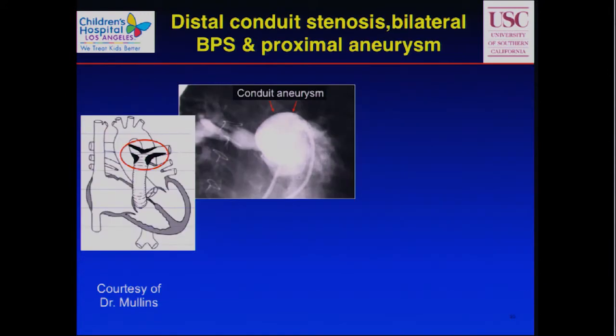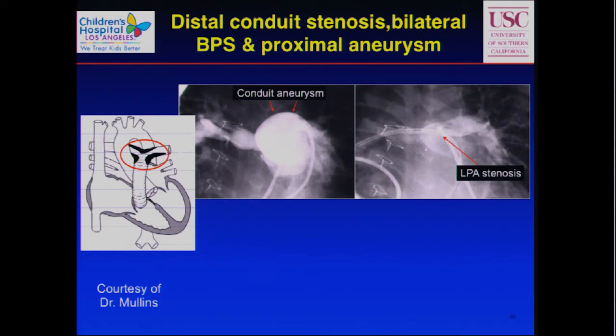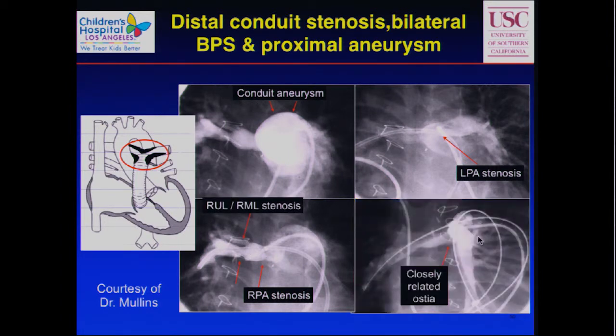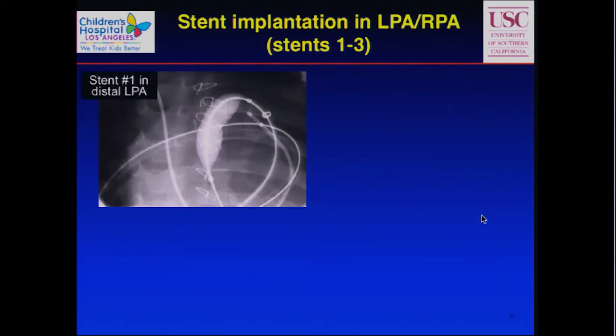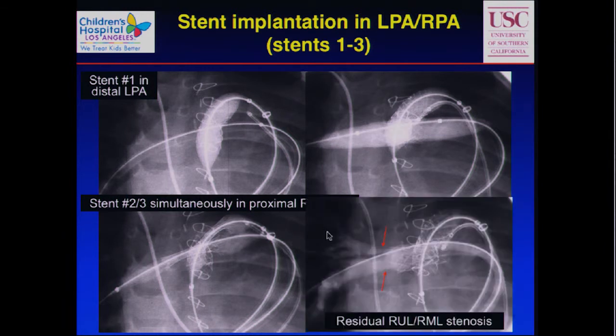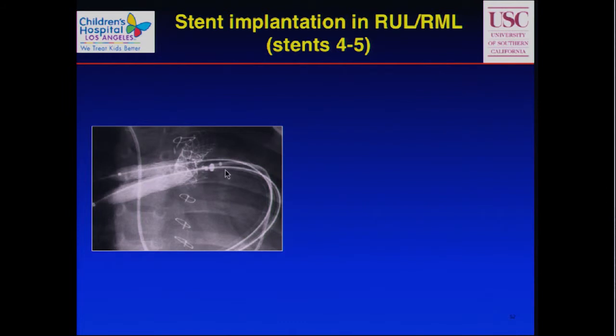So how about a trifurcation stenosis? This is actually from Dr. Mullins many years ago, where there was a stenosis at the LPA, a stenosis in the RPA, and a stenosis of the right middle and the upper lobe here. You see there are 3 wires here, and the orifice is actually pretty close. The first thing he did was to put a stent in the LPA. Then he double stented the RPA and LPA proximally. Then there's still stenosis in the upper and middle lobe, so he double stented in the upper region as well.